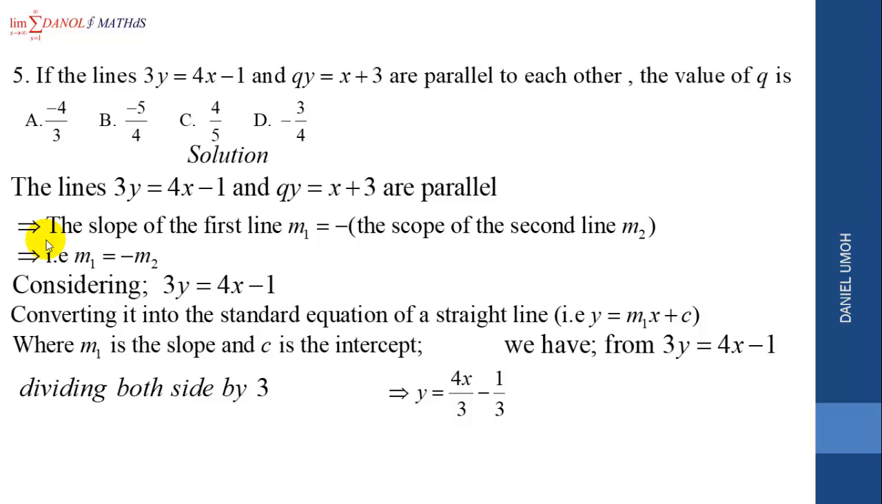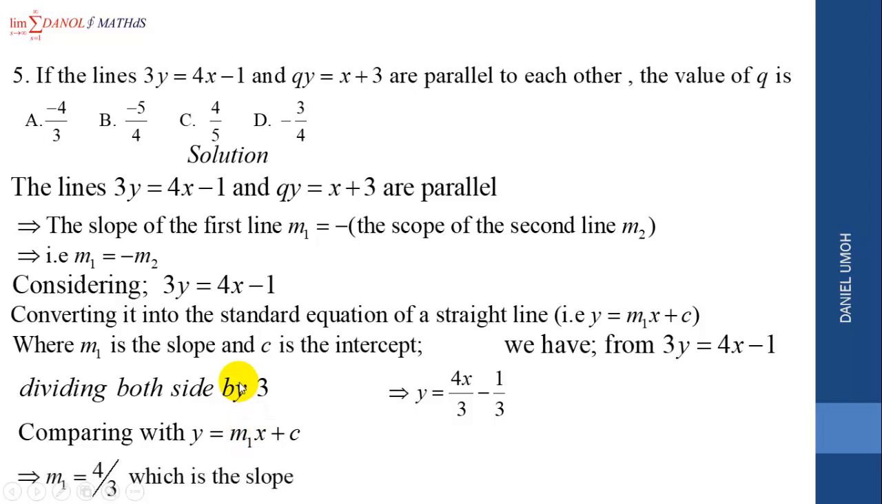Okay, let's proceed. From here, comparing with the standard equation y equals m1x plus c, we can see that m1 is equal to 4/3 when you compare. By comparison, we mean, of course, this is y and this is y, this is equal to and this is equal to. So 4/3 is replaced by m1, the x, then this and this. So you can see that our slope m1 is 4/3 and the intercept is minus 1/3. But we are interested in the slope, so our slope is 4/3.